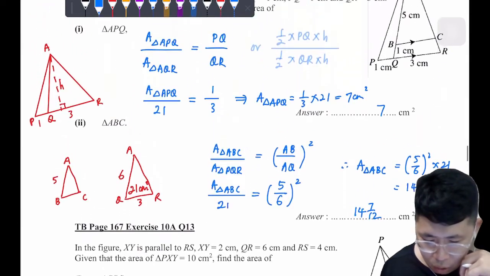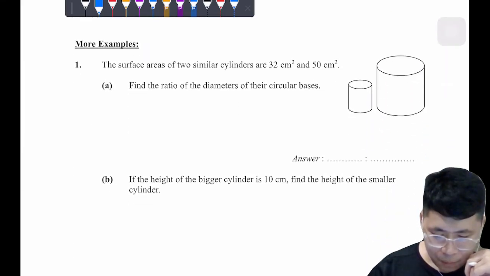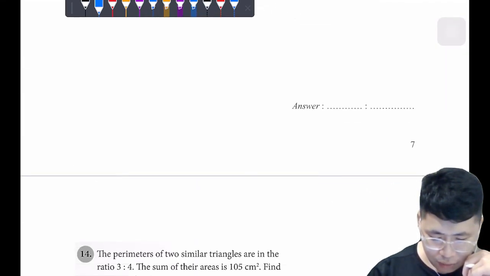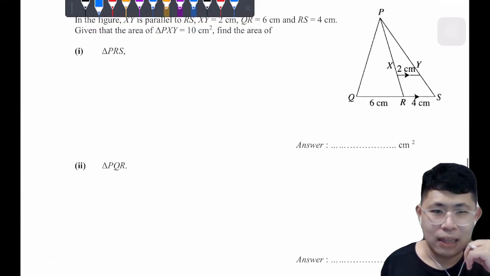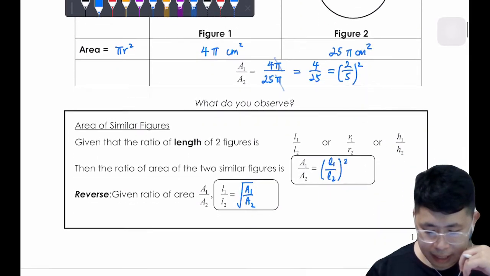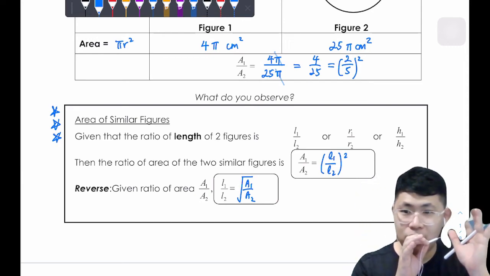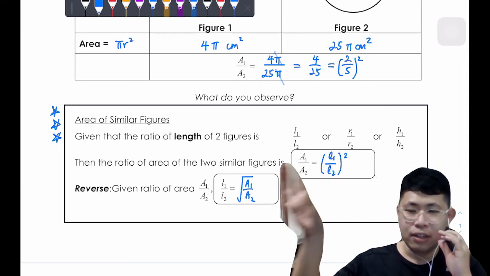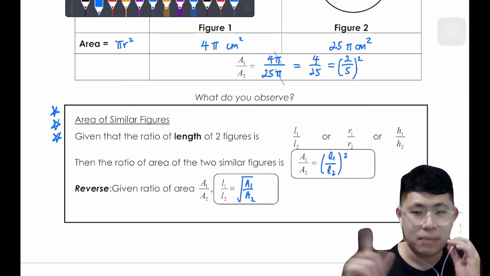On your own, what I want you to do is to try the remaining questions over here. Now one last thing for me to reinforce again. For the first one, the area of similar figures: when you have similar figures, one big, one small, the ratio of the areas is the ratio of the lengths squared. So think of map scale.